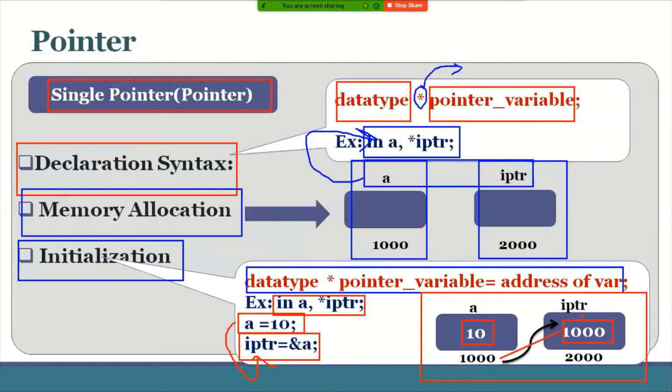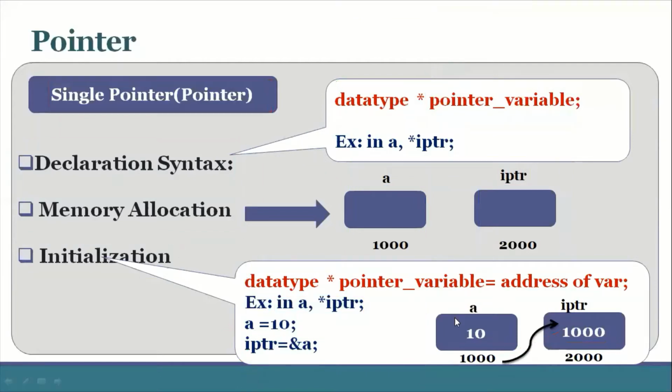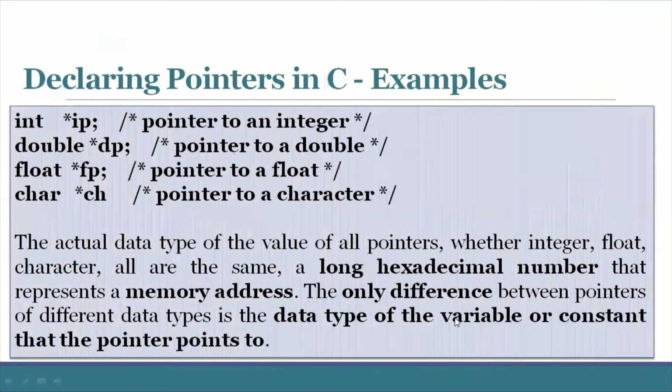The address is given to IPTR. That is nothing but a pointer. A pointer is the name of the memory location which holds the address of another variable of the same type. Like this, we are supposed to initialize a pointer variable before its usage. Now we will see different pointer variable declaration examples.